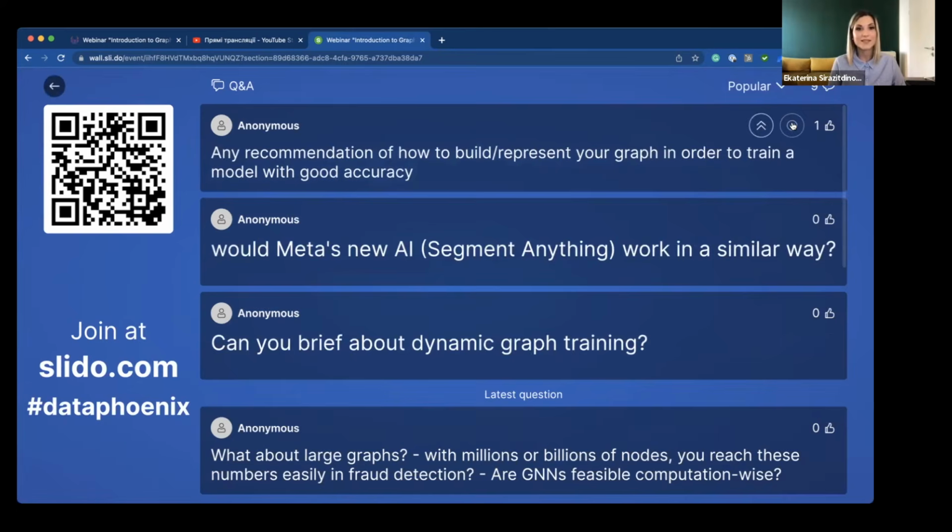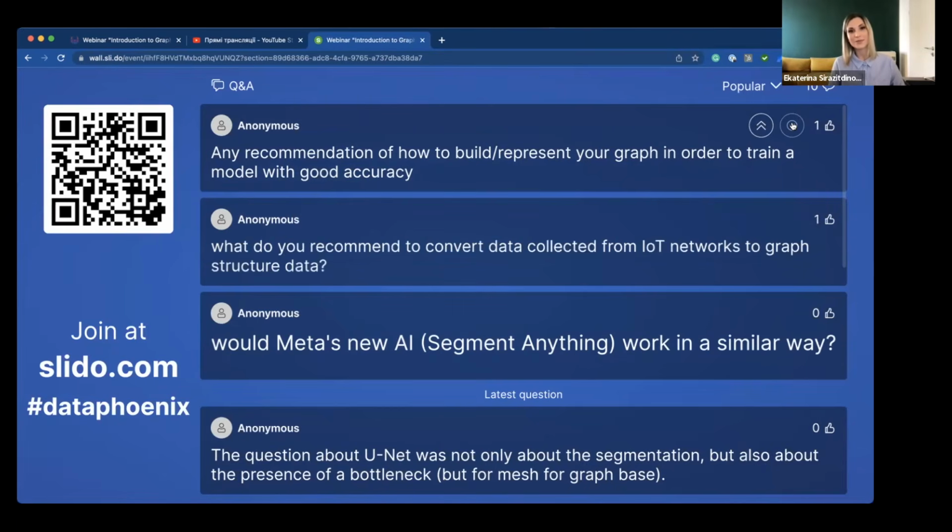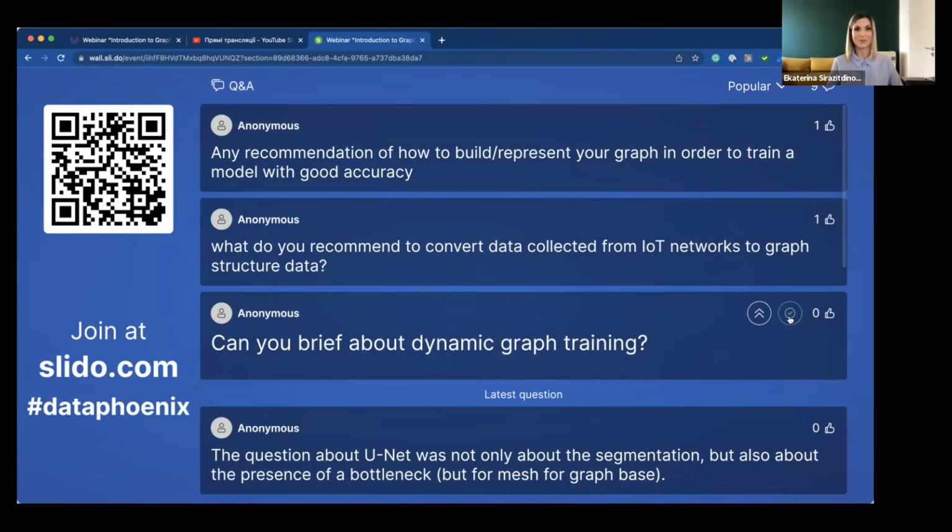All right, the next one. Would Meta's new AI segment anything work in a similar way? And yeah, I saw many news about this segment anything today. Well, I don't know what's the algorithm behind. I must admit I didn't have time to really read deep into the announcement. What I know is more similar to a large language model where you rely on prompting, but I cannot provide any one-to-one comparison to graph neural networks here.